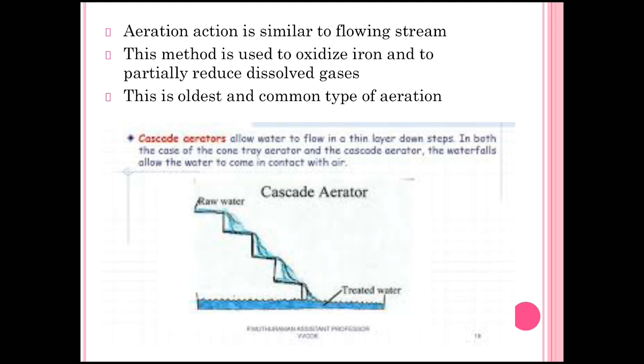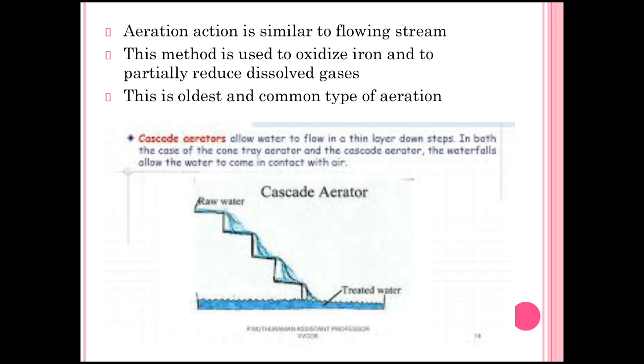Water is allowed to flow on the cascade aerator, so that the water flows and comes in contact with the air, meaning oxygen is again dissolved in the water to remove the odor and color of water. The aeration action is similar to a flowing stream. This method is used to oxidize iron and to partially reduce dissolved gases.